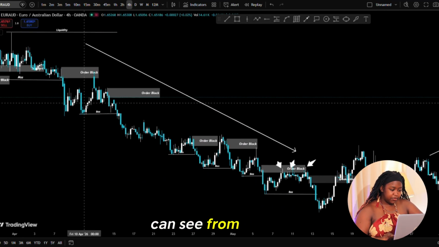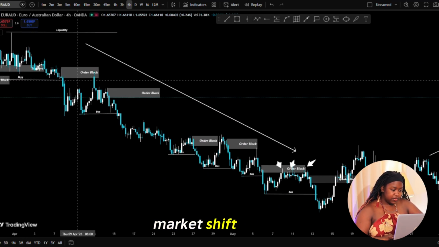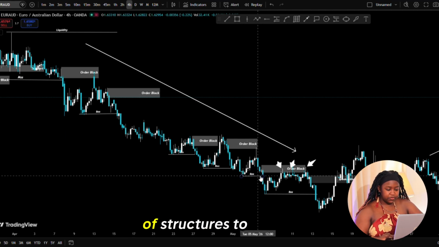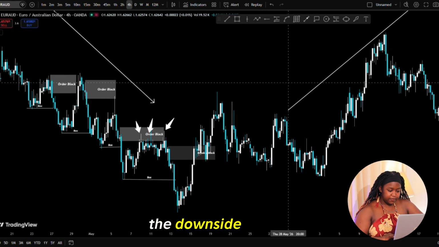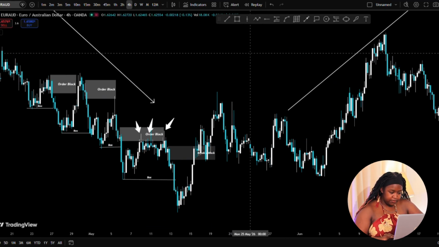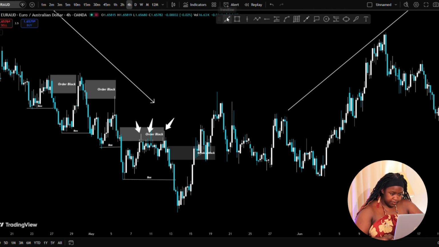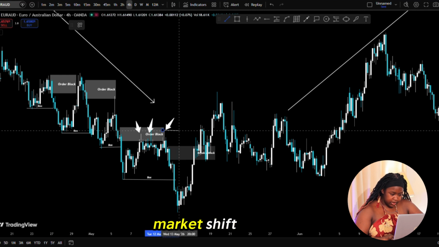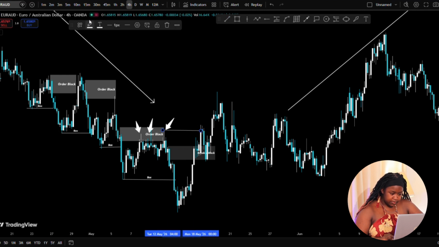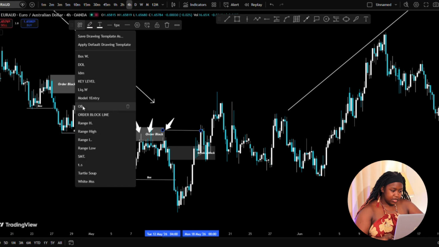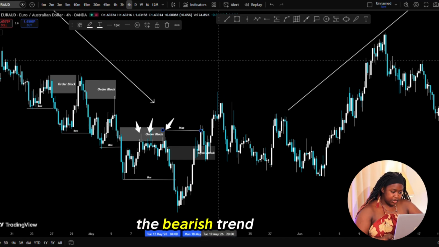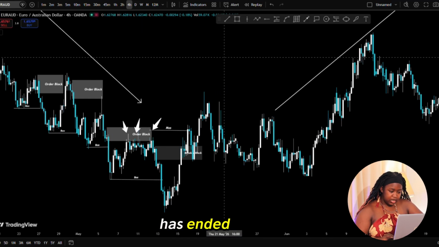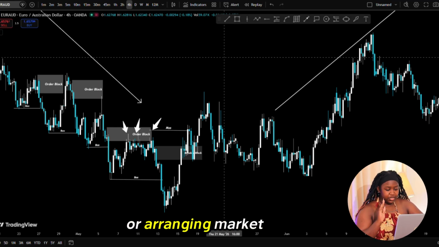So as you can see from here, we had our market shift, and then we had several break of structures to the downside. And then from here, we had another market shift to signal that the bearish trend has ended. We now focus on the bullish or a ranging market trend.